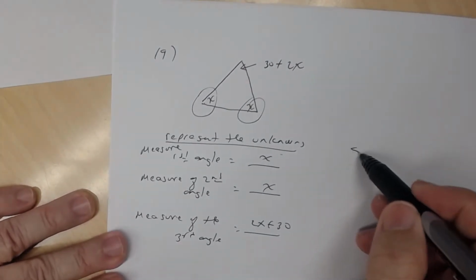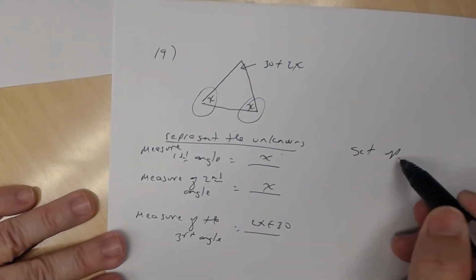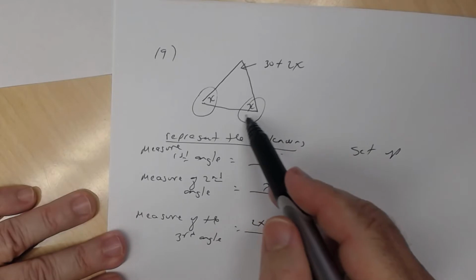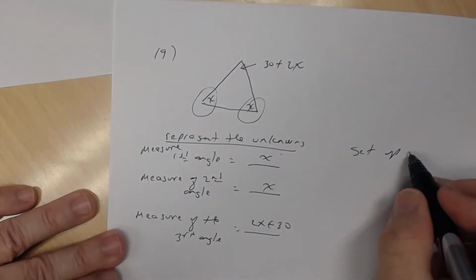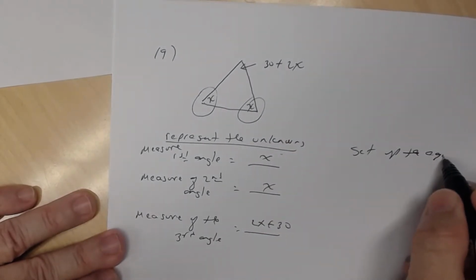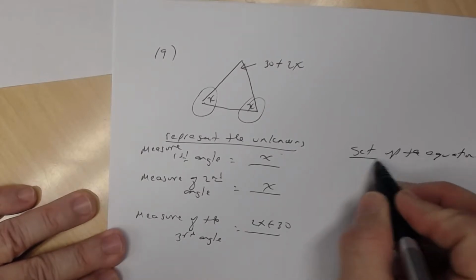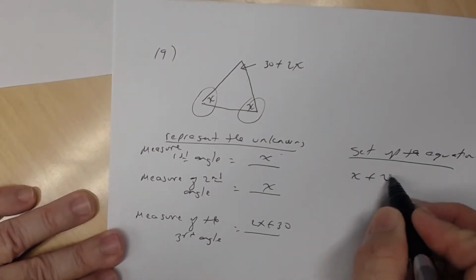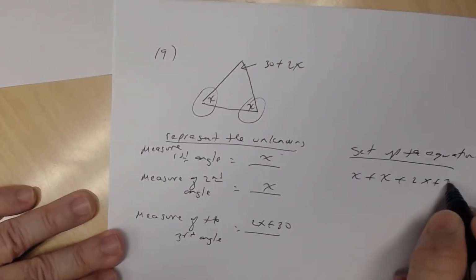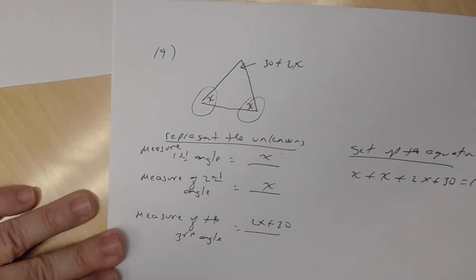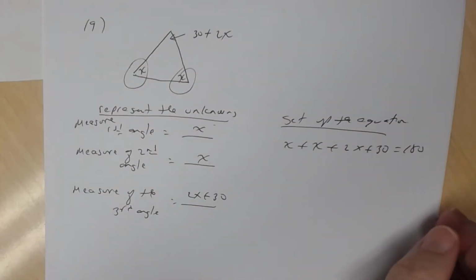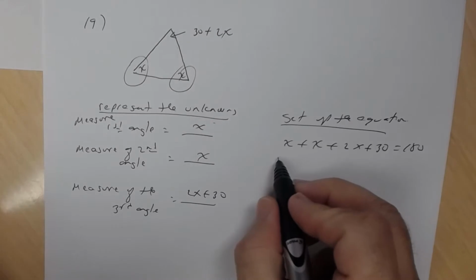All right, so now we're going to set up the equation. We're going to set up the equation using the fact that those three angles added together has to equal 180 degrees. All right, so we're going to say x plus x plus 2x plus 30 has to equal 180. All right, so then we're going to solve the equation.